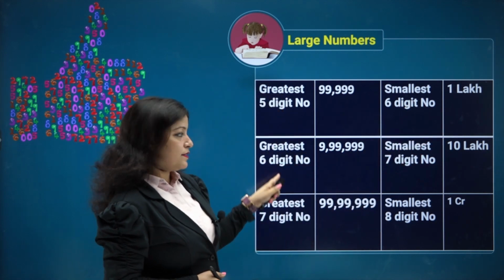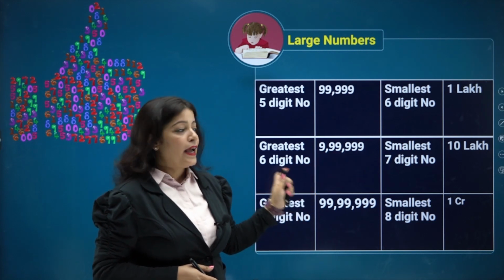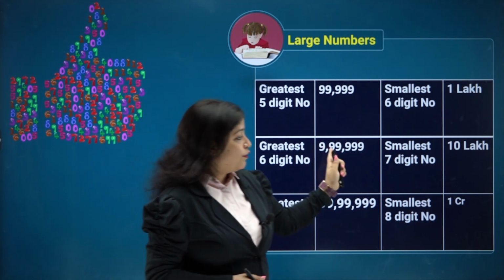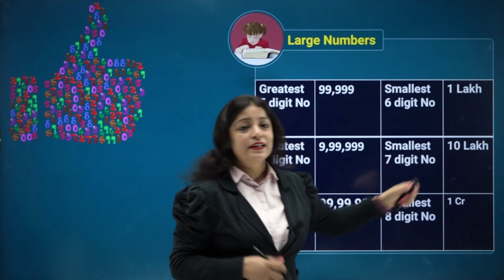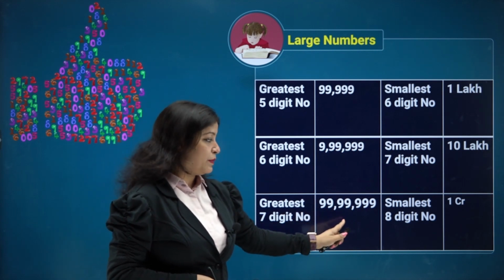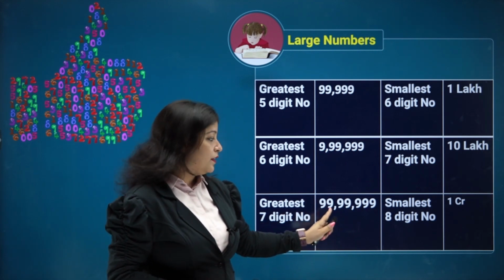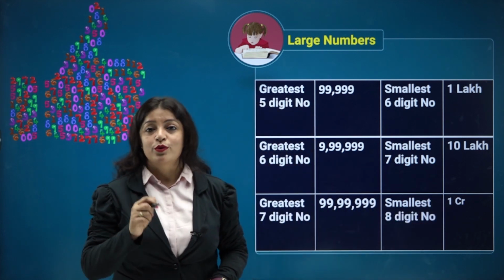Similarly, to the greatest 6 digit number, that means 6 times you will write 9 here, if we add 1 to it, we get the smallest 7 digit number, that is 10 lakh. Again, to the greatest 7 digit number, that means 7 times 9 written here, if we add 1, we get the number 1 crore.